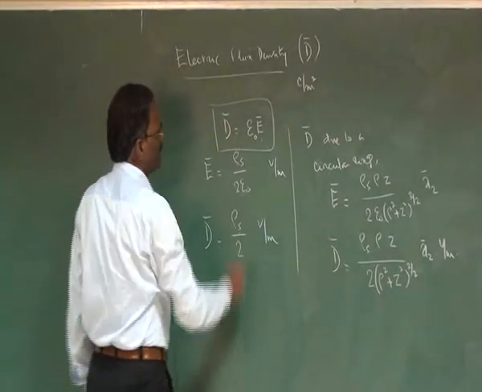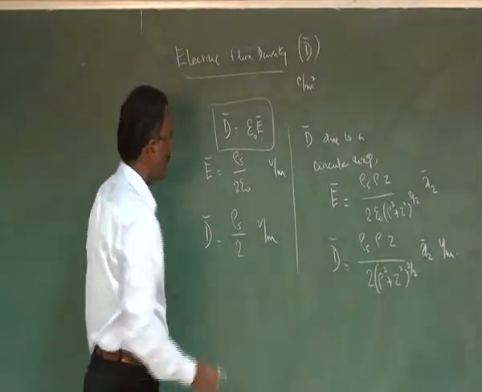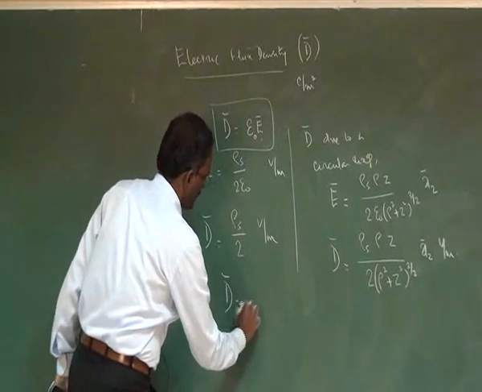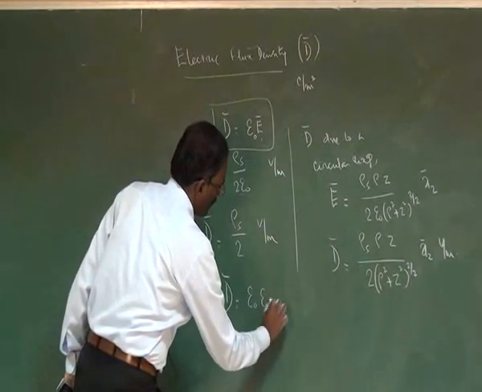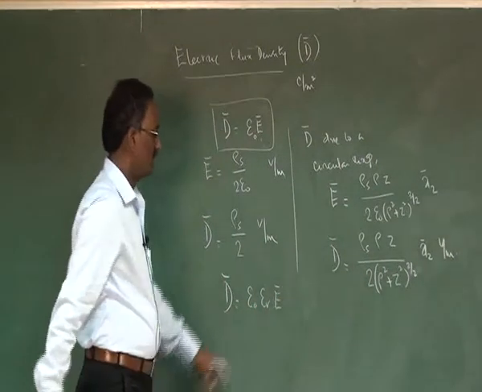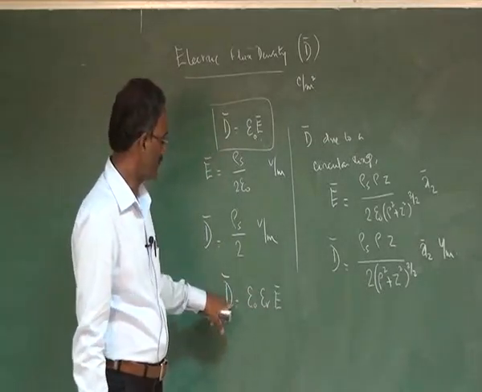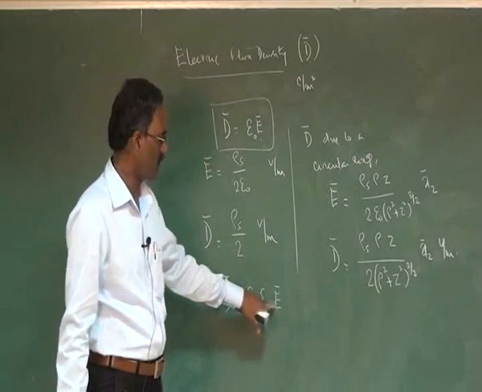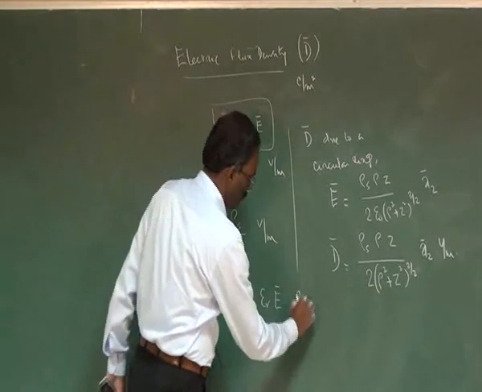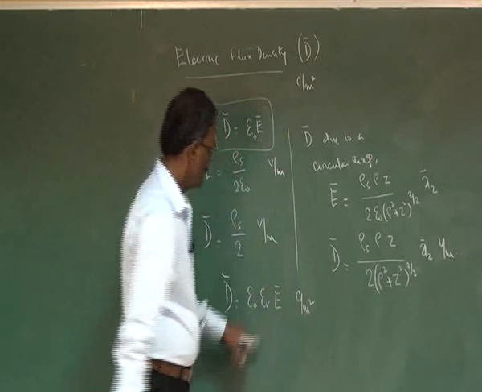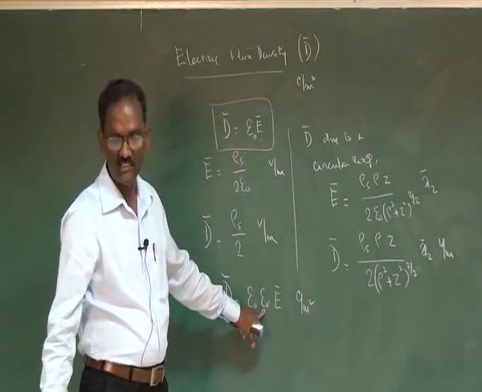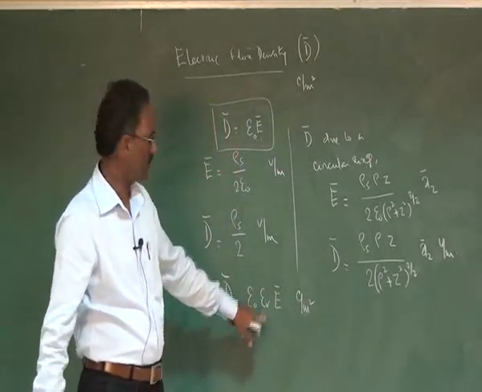If the medium is other than free space or vacuum, you have to write it as epsilon O, epsilon R, E bar. The relative permittivity of that particular medium will also come into the picture. So d bar is equal to epsilon O, epsilon R, E bar, in coulomb per meter square. Naturally, epsilon R value is equal to 1 for air or vacuum or free space.